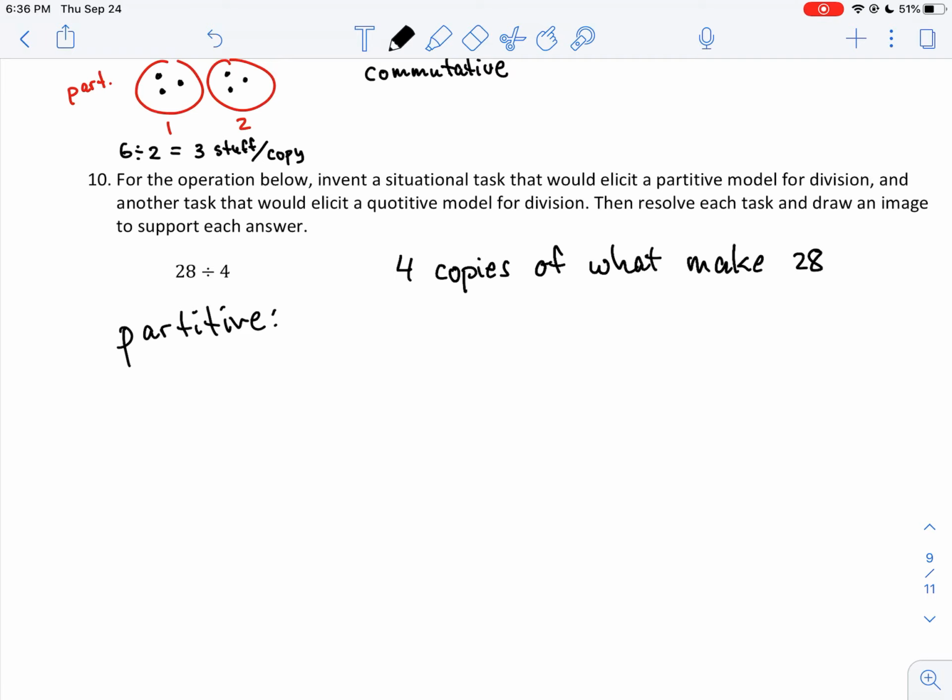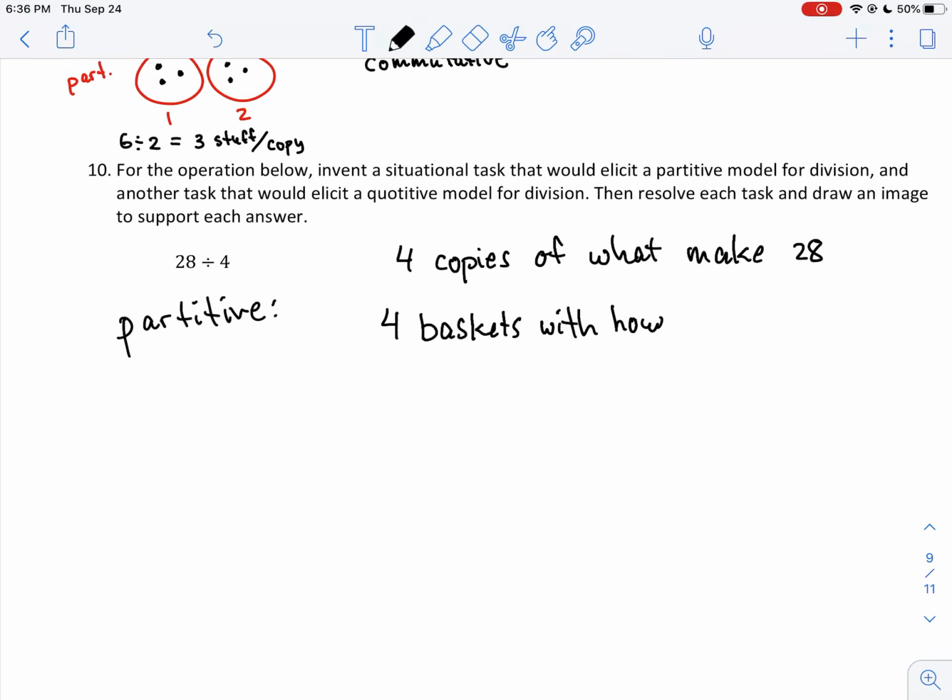Okay. Well, let's give a situation now. Let's add more complexity to this by giving a context. If we want to do the basket and the eggs idea again, let's go ahead and just do that. So we have 4 baskets with how many eggs per basket, or you can put a question mark here if you want. 4 baskets of a question mark eggs per basket make 28 eggs.